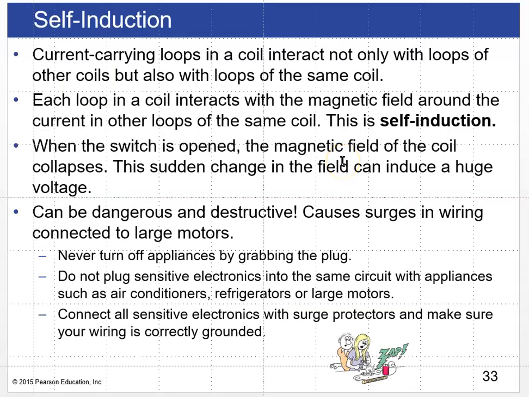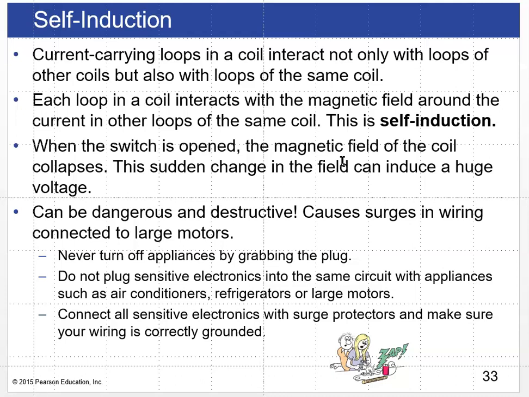Current carrying loops in a coil interact not only with the loops of other coils, but also with the loops of the same coil. Each loop in a coil interacts with the magnetic field around the current in the other loops in the same coil. This is called self-induction. When a switch is open, the magnetic field of the coil collapses. The sudden change in the field can induce a huge voltage. This can be dangerous and destructive.